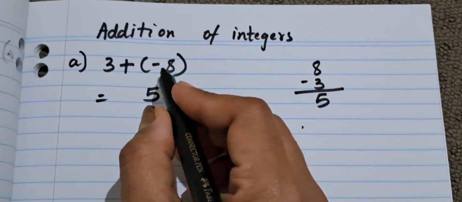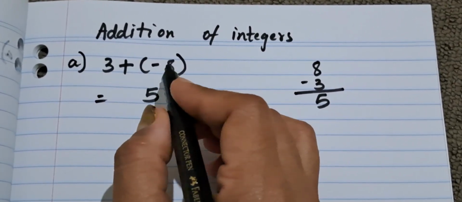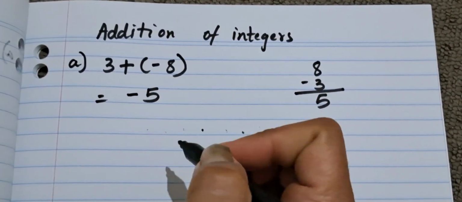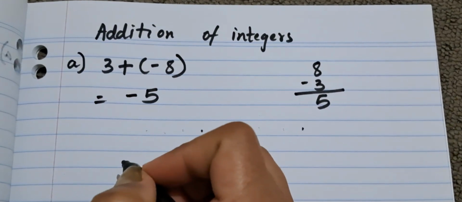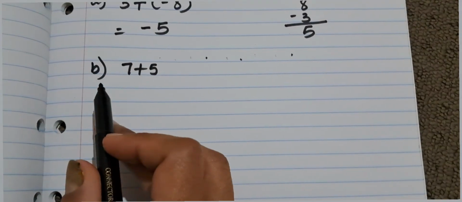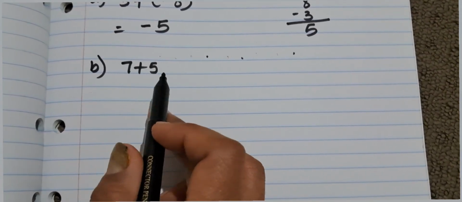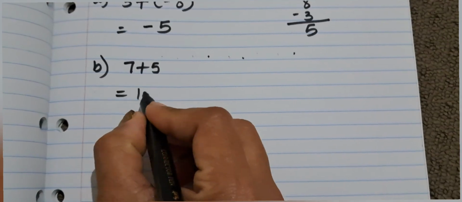And we will put the sign of the bigger number. So which number is big here? 8 is big. So we will put the sign of 8. That is, the answer is minus 5. Now let us look at the second one. It is very simple. Both are positive integers. So 7 plus 5 is 12.